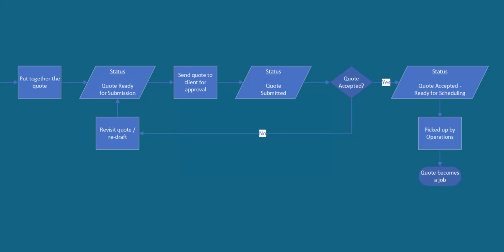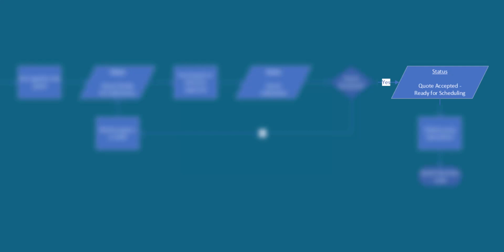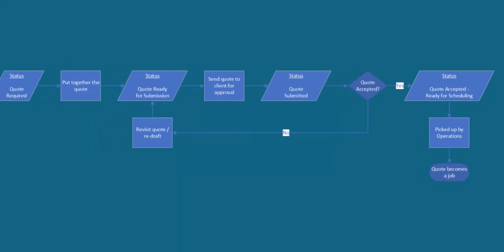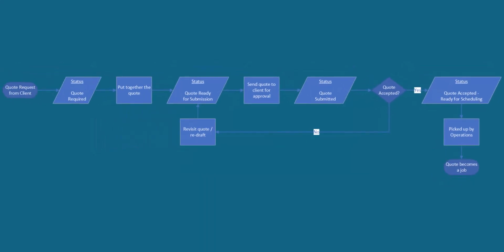If they reject it, then you would obviously revisit, redraft, and go around the circle again. You could, of course, cancel that and put it to a status of something like quote rejected, for example, if they never took you up on the job. If they accept it, you could then move it on to a status of quote accepted, ready for scheduling, which would then be picked up by operations and become an actual job where it will flow through the normal job cycle. Now, as I said before, you could have all those statuses, you could have more, or you could have a lot less depending on your workflow.